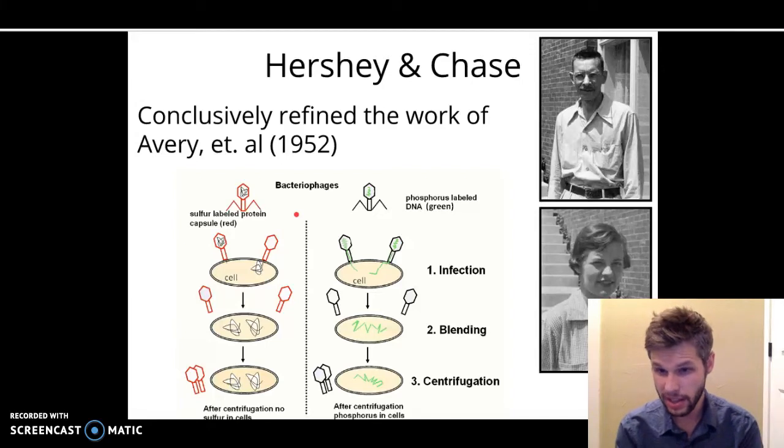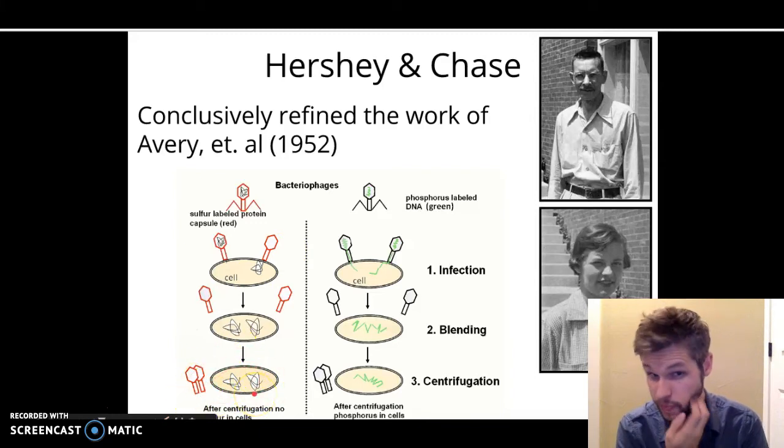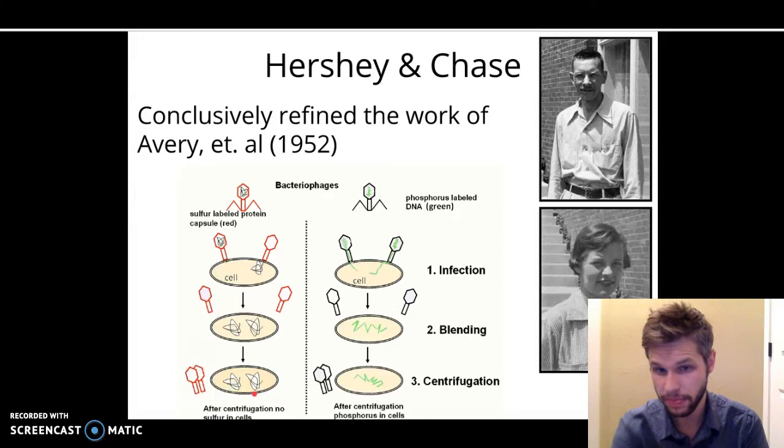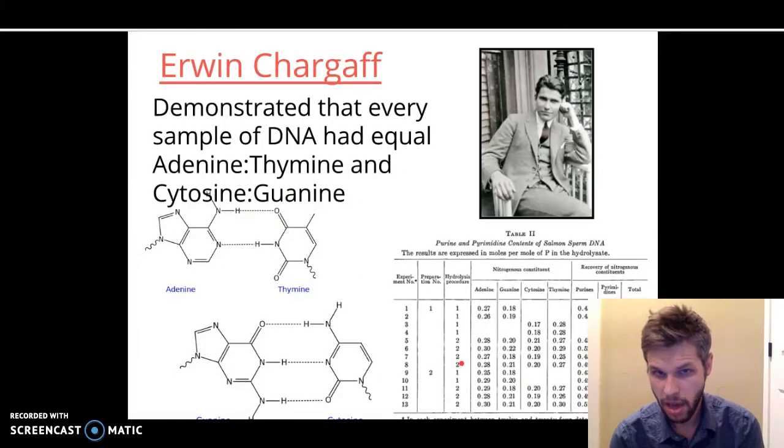They injected and they let the virus do their things on bacteria, and then later, after they did all sorts of stuff like centrifuging these bacteria, what they found was the bacteria were not infected with radioactively labeled sulfur that was on the protein, but what they were infected with was the nucleic acid that was on the inside of those bacteriophages. So this led to the conclusion that it must be nucleic acid. That's the inheritance molecule. That was the work of Hershey and Chase.